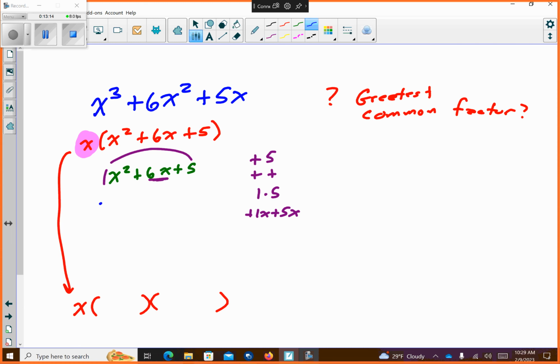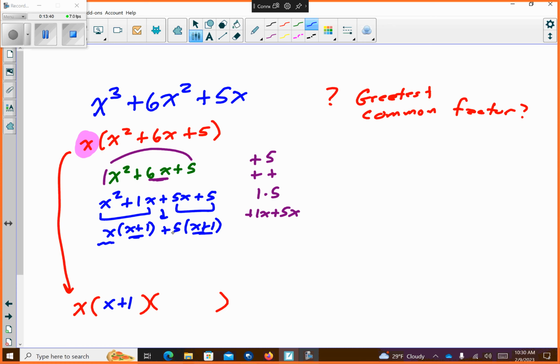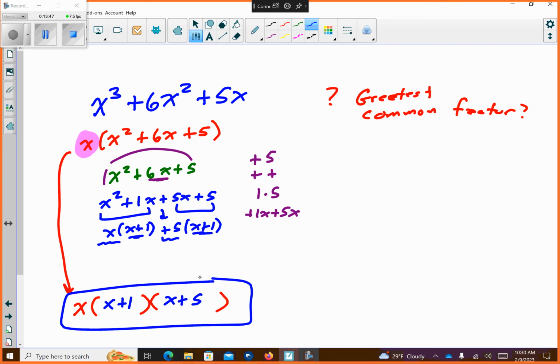So notice I'm doing this the same way. Once I took that greatest common factor out, then I'm going to say, okay, I have an x in common here. Middle sign comes down. I have a 5 in common here. Okay, those are both the same. X plus 1. What do I have left over? X plus 5. So this entire thing is the answer.